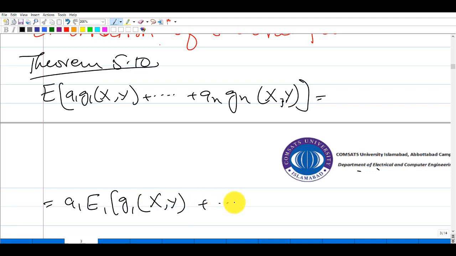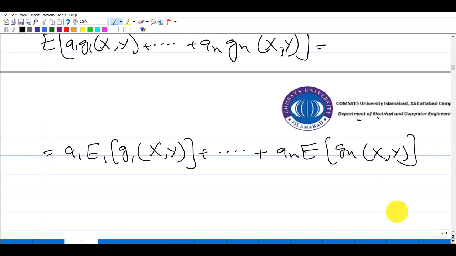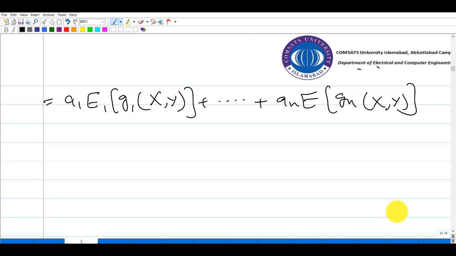a1 times the expected value of g1(X,Y) plus up to an times the expected value of gn(X,Y). So that is for n functions. If we have n functions of X and Y, we can find their expected value easily because of this theorem. Now we can reduce this theorem to a special case of only two random variables.